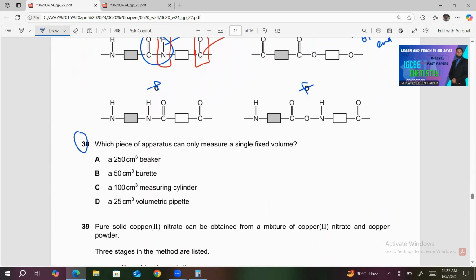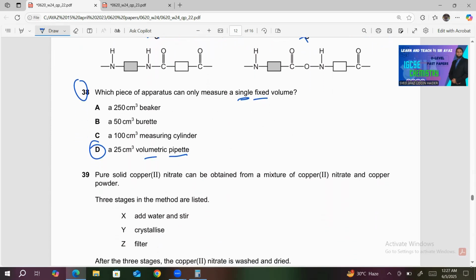38. Which piece of apparatus can only measure a single fixed volume? So we need to use an apparatus for a fixed volume. So it must be volumetric pipette, D. Other choices are incorrect. 39.